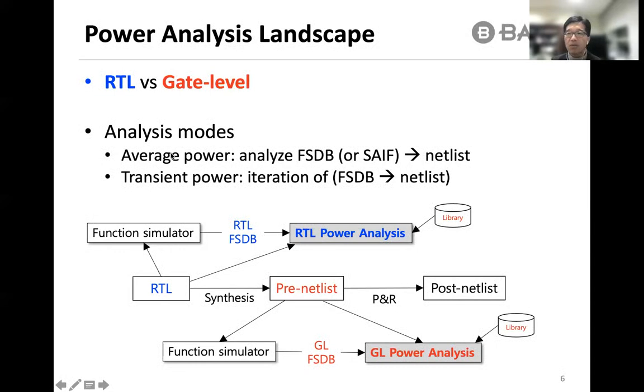To get average power numbers, FSDB or SAIF is analyzed to get some statistical numbers, such as toggle counts, which are combined with the netlist structure for the analysis. To get transient power or power waveform, the FSDB for one time window will be processed on the netlist, which is iterated over all time windows of the FSDB.